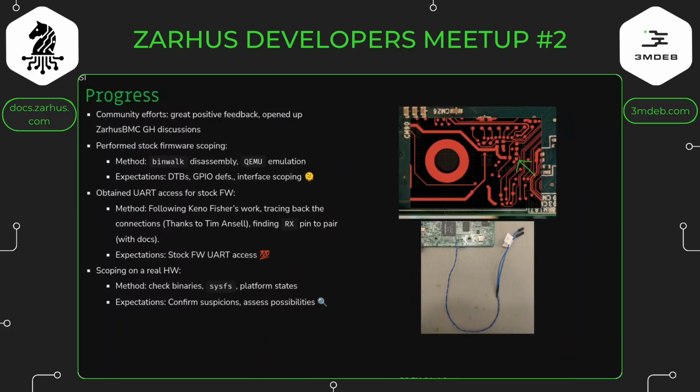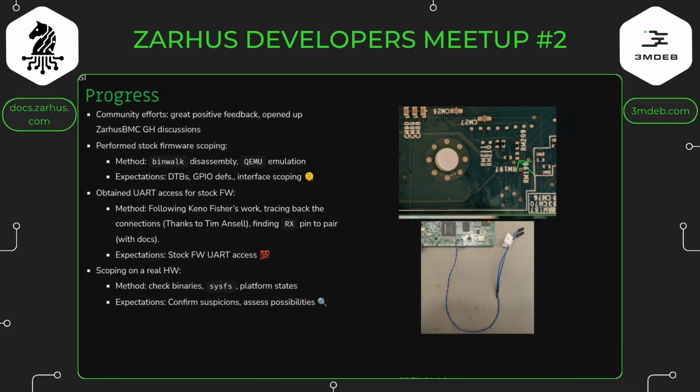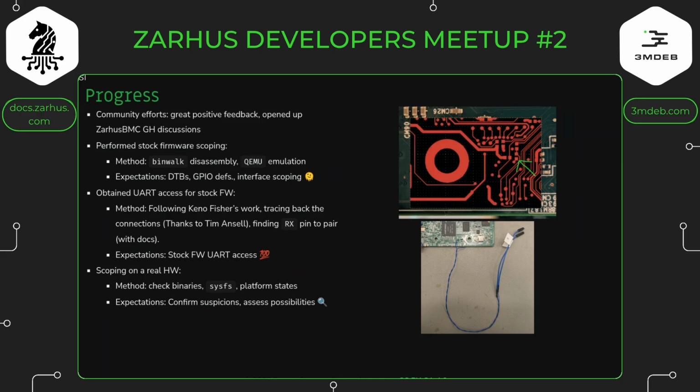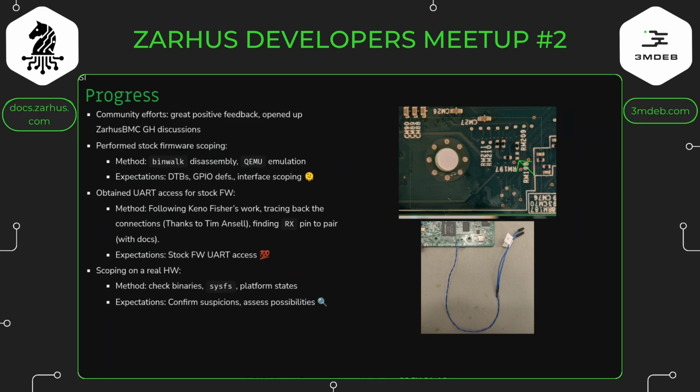And thanks to the fact that we got access to the stock firmware via UART, we could probe it on real hardware. The method was simple: check binaries, check sysfs to see if we could manipulate the GPIO pins or at least read their state, and also check if we could read the platform state. Our expectations were to confirm suspicions and access possibilities.